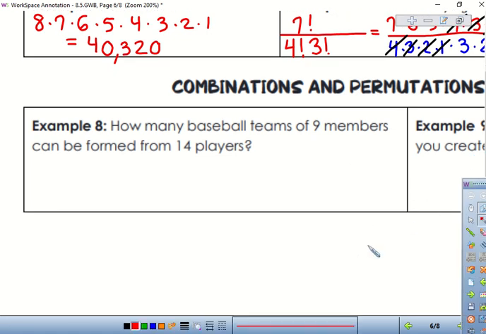Correct. Okay. So, how many baseball teams of 9 members can be formed from 14 players? The first thing you need to keep in mind is the problem is not always going to come out and just tell you, this is a combination, this is a permutation. You have to use the context of the problem to figure this out.